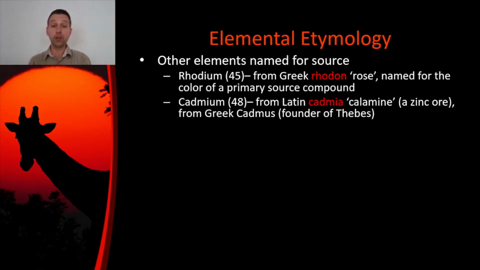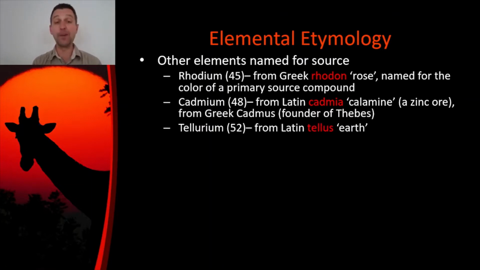That ore, in turn, goes all the way back to ancient Greek times, and in ancient Greek times, it was named after a mythological figure, Cadmus, who was the mythological founder of the city of Thebes, not the one in Egypt, but the one in Greece. Apparently, this ore was sourced from that particular part of Greece, and so it was given the name the Cadmean ore, or the Cadmean earth, because it came from that part of Greece, and ultimately that's where we get the name of this element from.